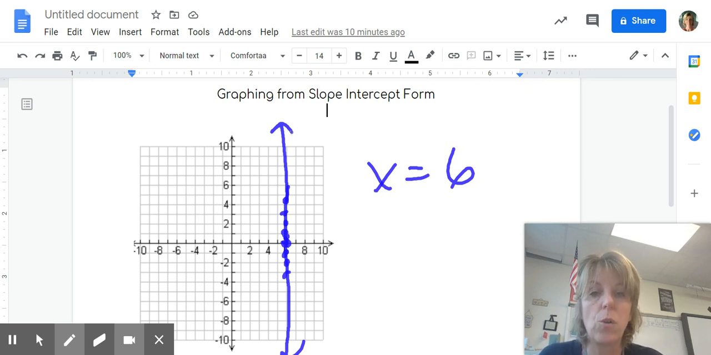So just watch out for those ones where they're just y equals or x equals. And there you go. There you have it. Our lesson on graphing from slope intercept.